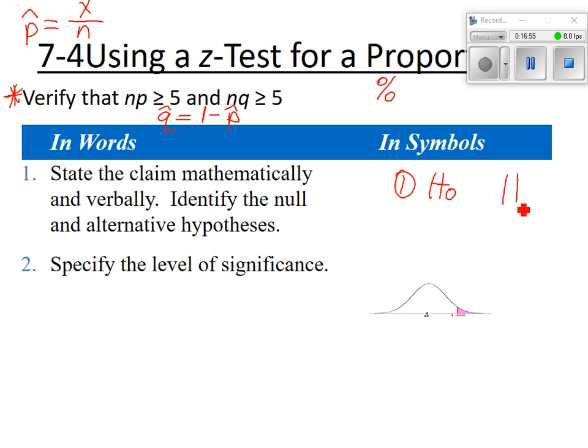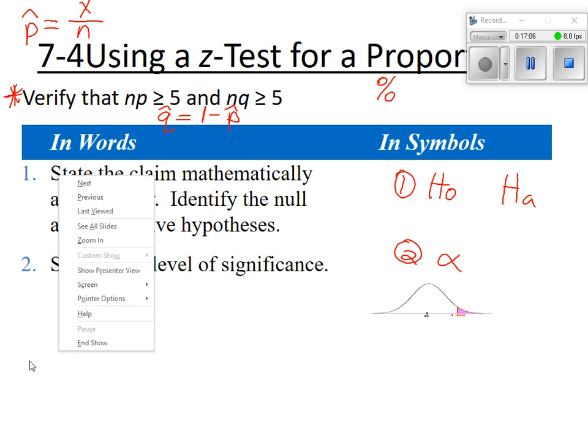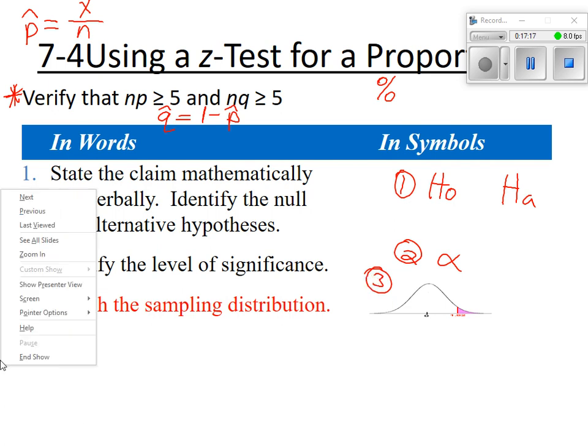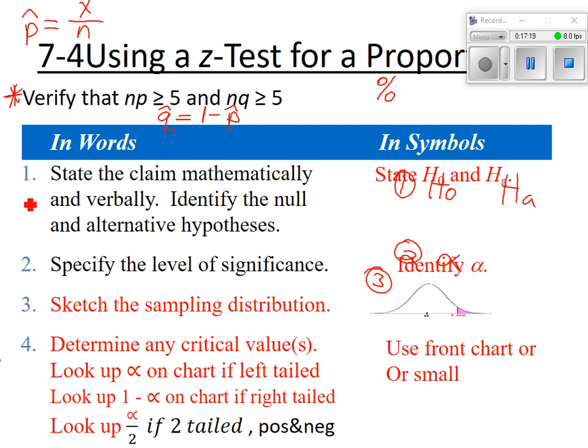So number one, again, H0 and HA. Number 2, specify the level of significance. Find your alpha. Number 3, sketch the draw. One-tailed, two-tailed, all that stuff. Why this is all different colors and crazy stuff, I don't know this time. Determining critical values. Look up your alpha on the chart. If left-tailed, look up 1 minus. If it's right-tailed, look up 2 minus.